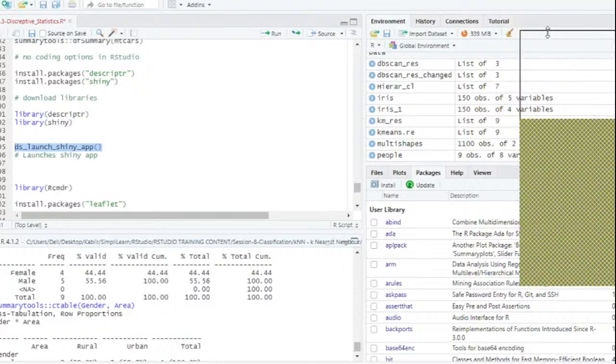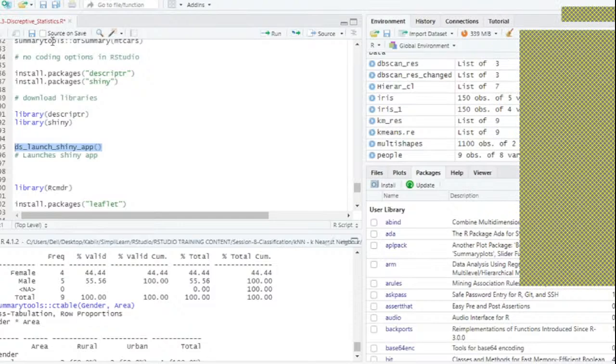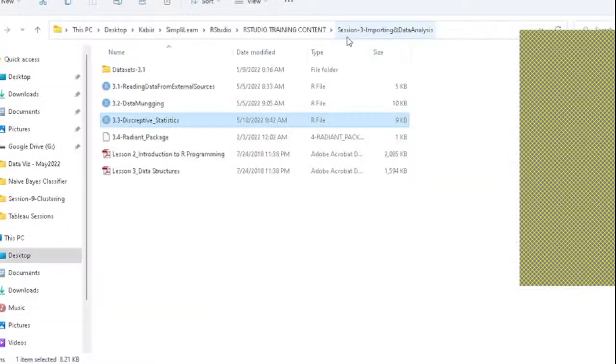I have shared it, descriptive statistics. It's shared earlier. It's in session 3, yeah. It's in the third session, Sachin. Descriptive statistics 3.3.